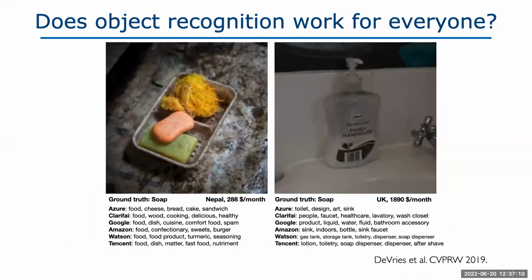And this is a problem because models trained on these data sets then go on to massively underperform on images from underrepresented geographies. Because these models have primarily seen soap that looks like this image that you see here on the right, when evaluated on a bar of soap from Nepal, the model will mispredict it as things like food and cheese and bread.